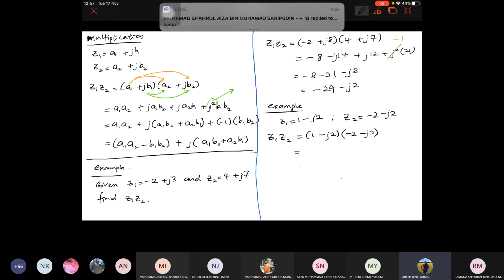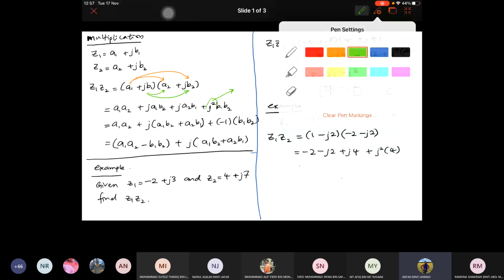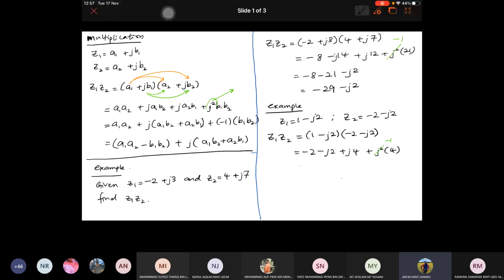Negatif 6 tambah J2. Yes, betul. Negatif 6 plus J2. Okay. So from here you dapat negatif 2 tolak dengan J2 tambah dengan J4 tambah dengan J kuasa 2 darab 4. J kuasa 2 is negatif 1. So daripada sini awak dapat 2 negatif 6. Okay. It will become negatif 6 tambah J2. Okay, dapat. So hopefully yang lain semua dapat.